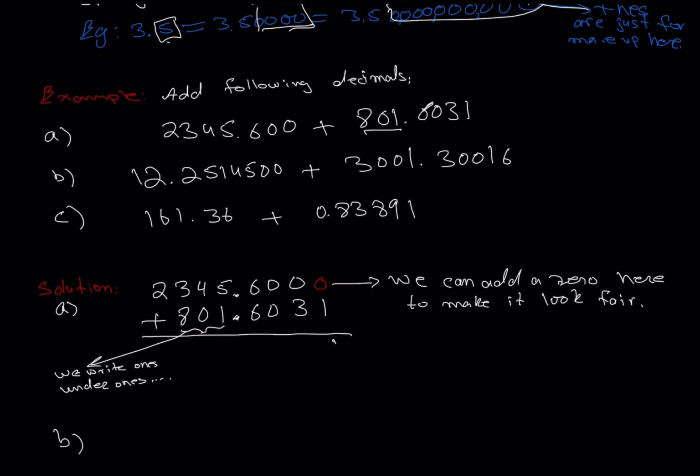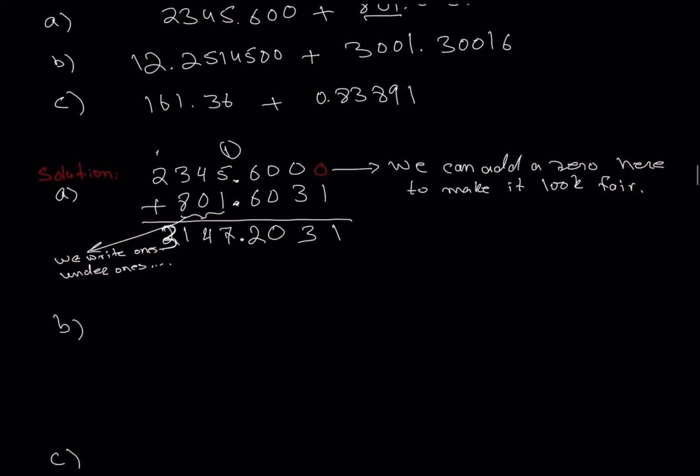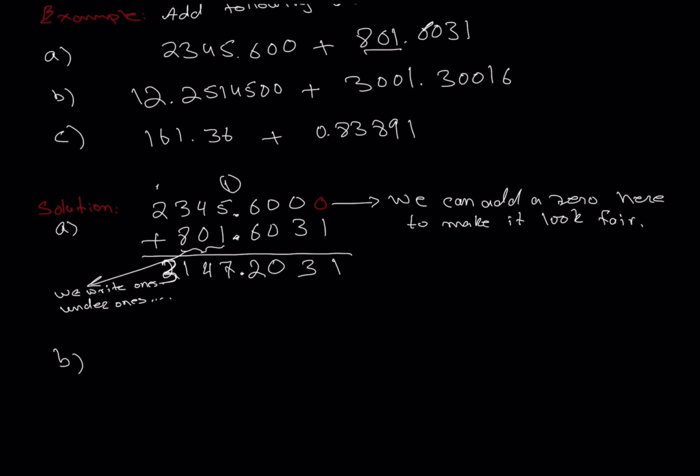1 and 0 is 1, 0 and 3 is 3, 0 and 0 is 0, 6 and 6 is 12, the 1 will go up right here. So 1 and 5 is 6, 6 and 1 is 7. Bring down the dot. 4 and 0 is 4, 3 and 8 is 11, 1 will go here, and 1 and 2 will be 3. Oh, sorry, that will be 3. 3,147.2031. Okay, let's do B, and I'll leave C to you guys.